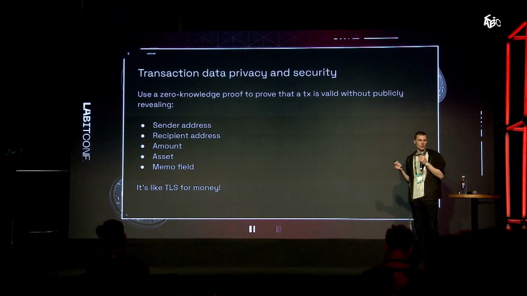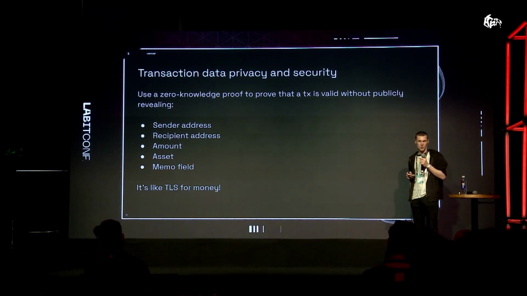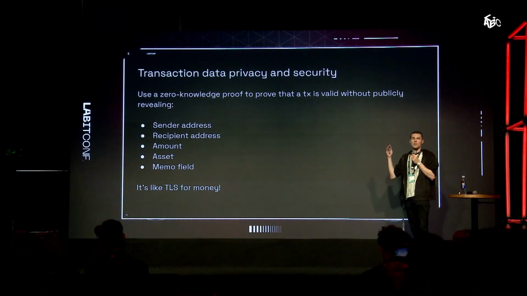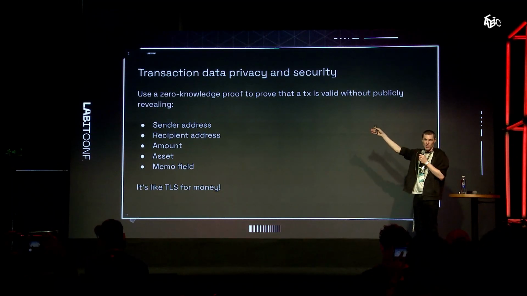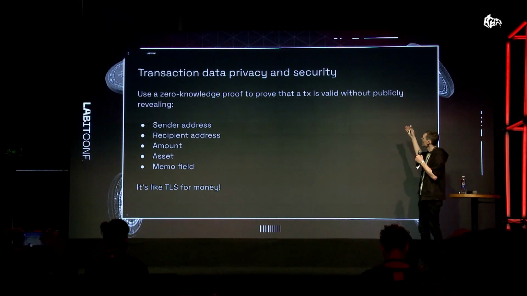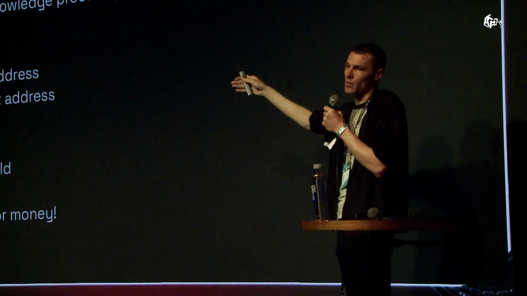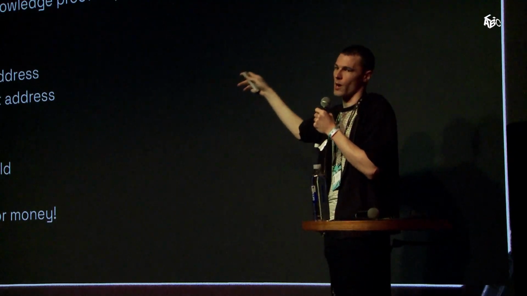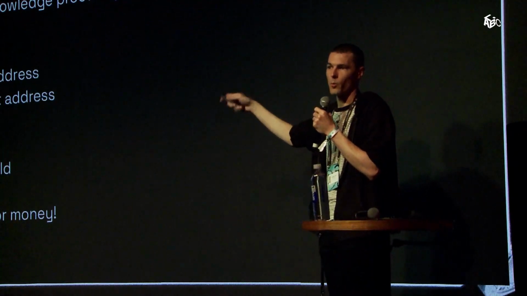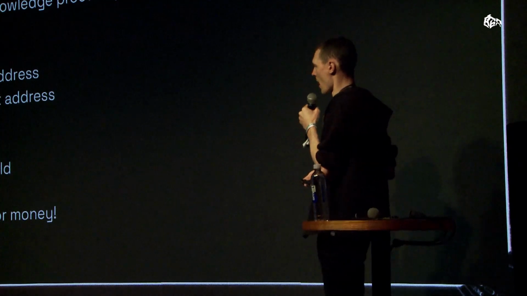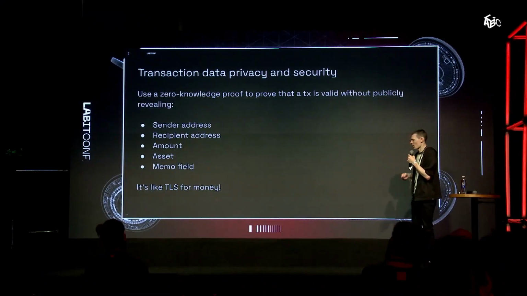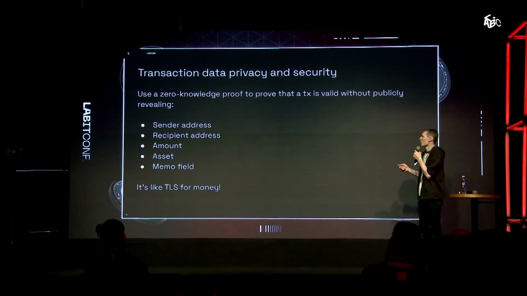So the first application to talk about is basically what I just showed a demonstration of. That is transaction data privacy and security. We can use a zero-knowledge proof, as that screenshot just showed, to actually prove that a transaction is valid without publicly revealing any details like the sender address, the recipient address, the amount that's being sent, even the asset that is being sent, or a memo field if you want to put some additional messages in the transaction. Basically, it's like TLS or PGP for money, if that metaphor means anything to you.